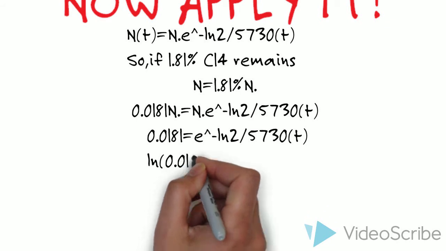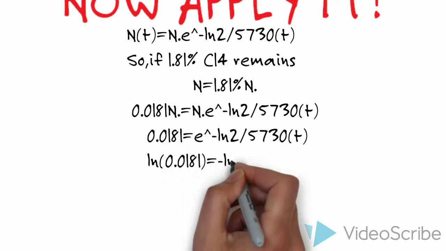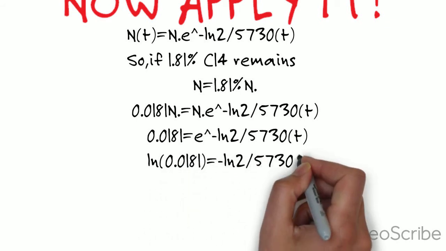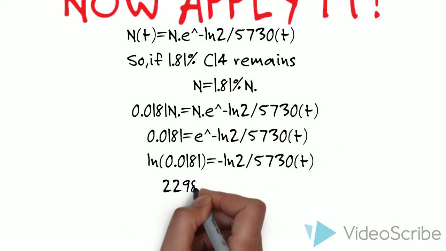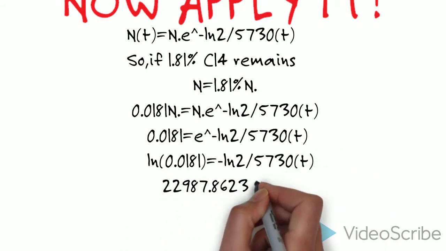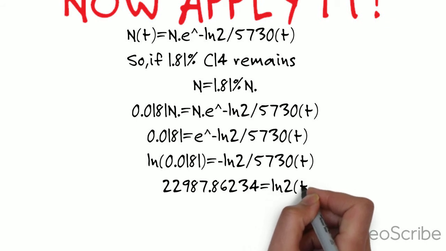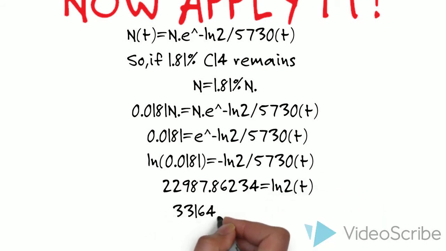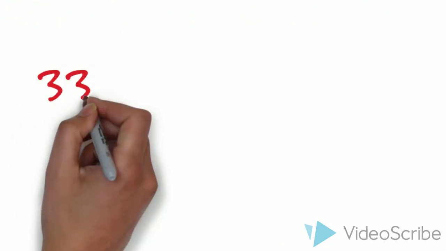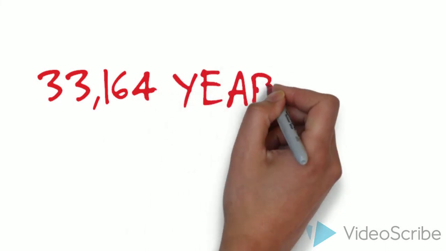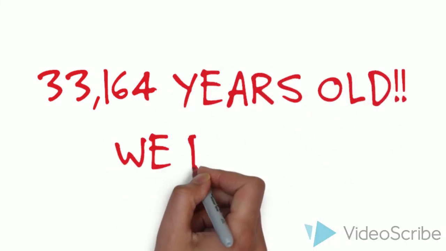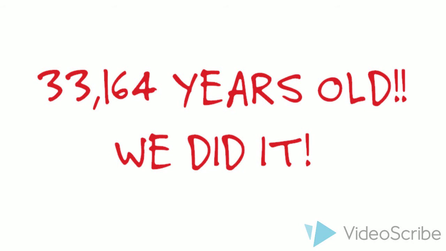We're going to take the natural log of both sides. So we multiply by 5730, and then we divide it. That left us with 33,164. 33,164 years old. That's how old our dinosaur bone is. That's how old our Triceratops horn is. So we did it, guys.